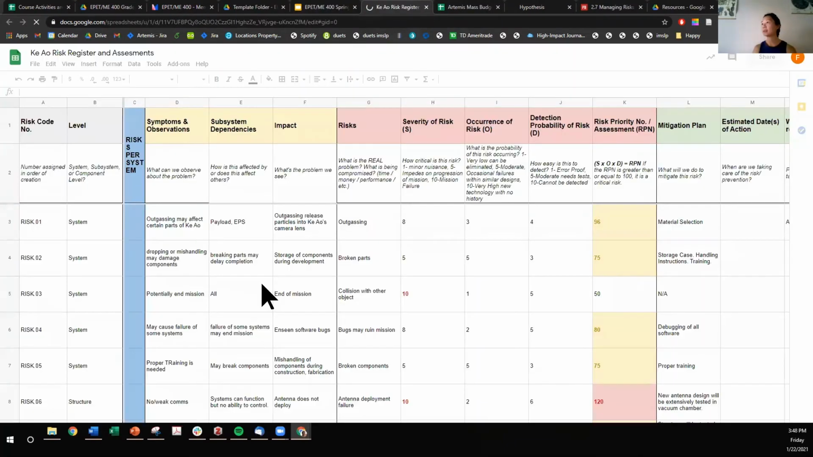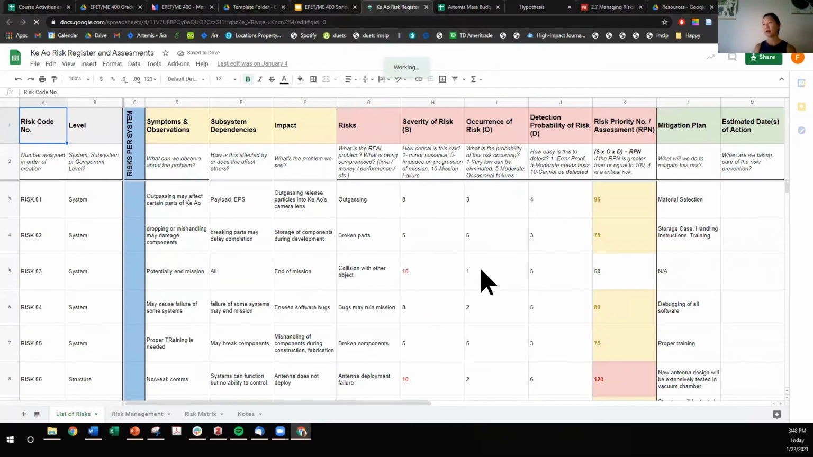Okay, so next, the risk matrix. I will talk about risks later on in the lecture, and I'll go through an example. But just for now, know that there is a document that has all the risks and they are associated with a system, subsystem, or component. And then you have to answer these multiple questions. So what can we observe about the problem? How is this affected by, or does this affect others? And what's the problem we see?